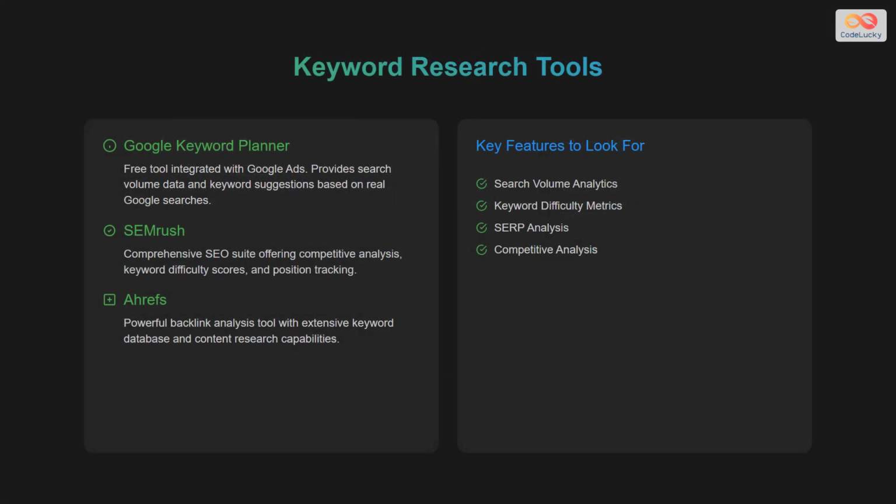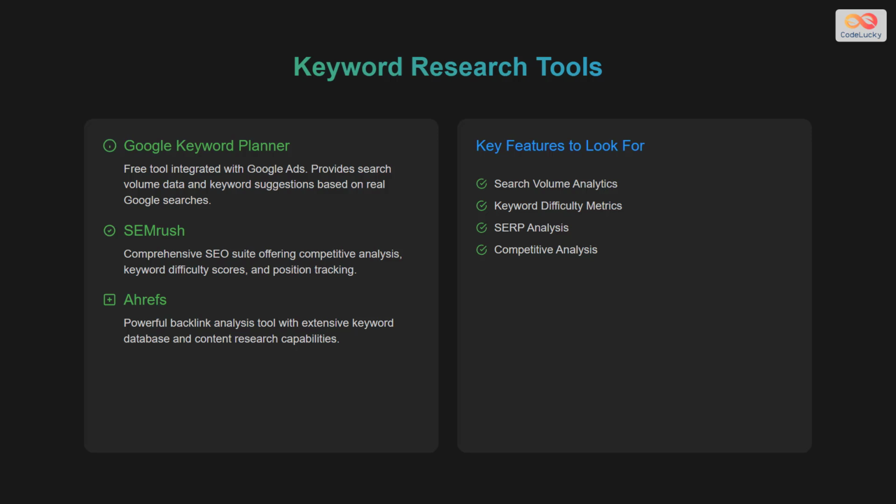There are several tools available for keyword research. Google Keyword Planner is a free tool integrated with Google Ads. It provides search volume data and keyword suggestions based on real Google searches. SEMrush is a comprehensive search engine optimization suite offering competitive analysis, keyword difficulty scores, and position tracking. Ahrefs is a powerful backlink analysis tool with an extensive keyword database and content research capabilities.